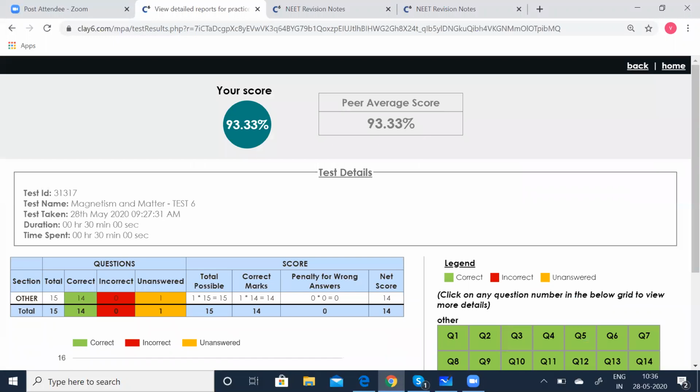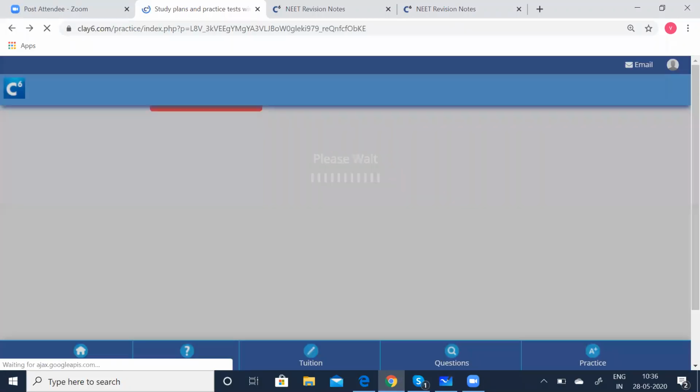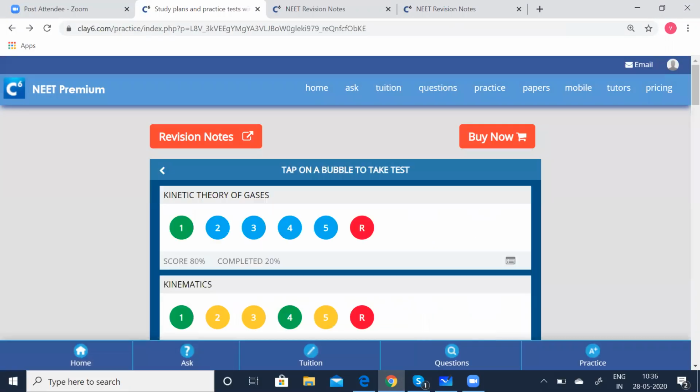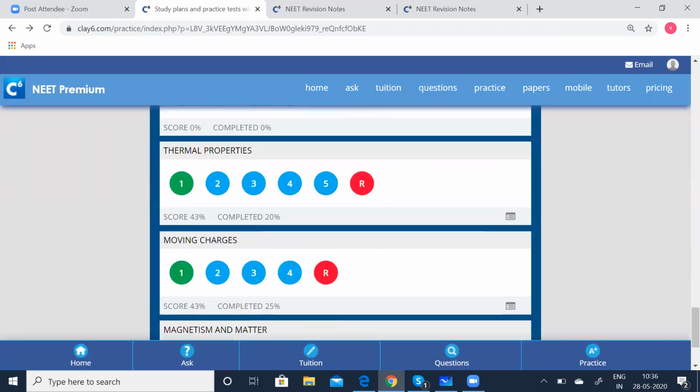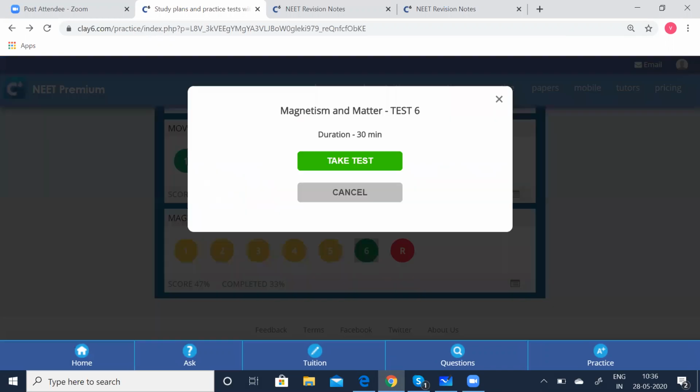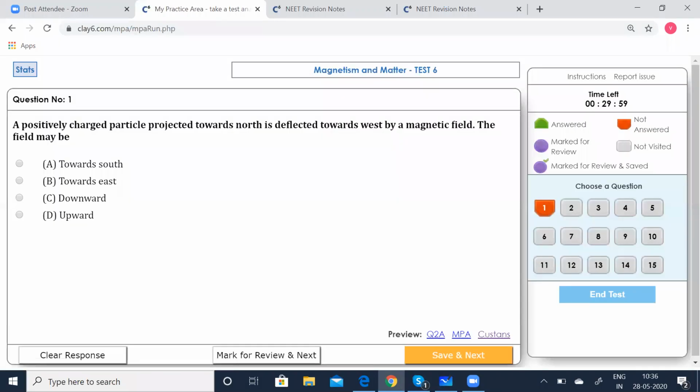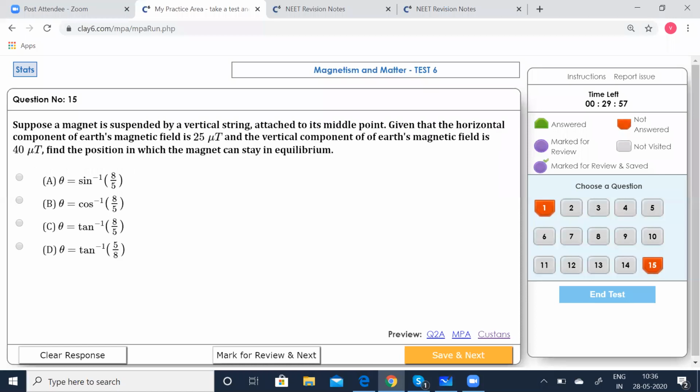Oh, children, just wait. Let me go to the last question. The time was up, so that is why. You have a time limit for this, children, so that is why it got over. Yeah, we were doing the 15th one.